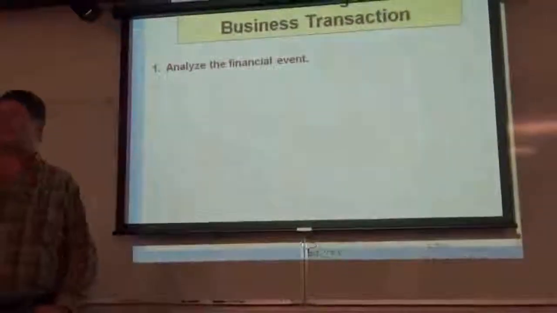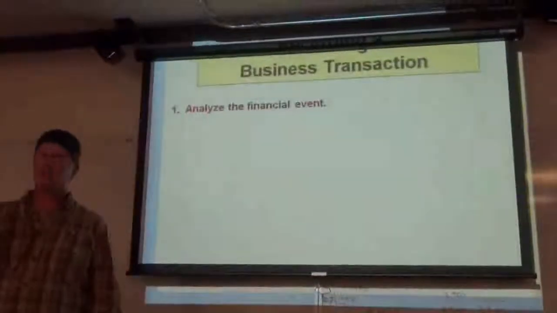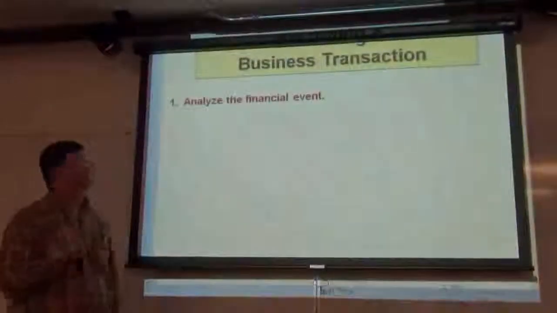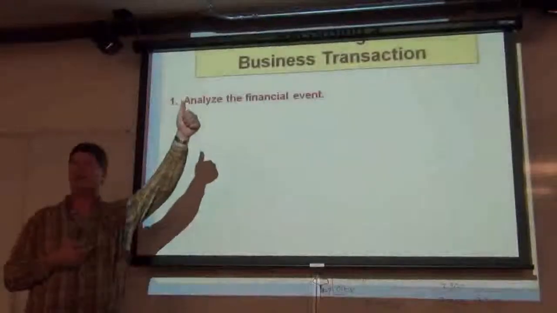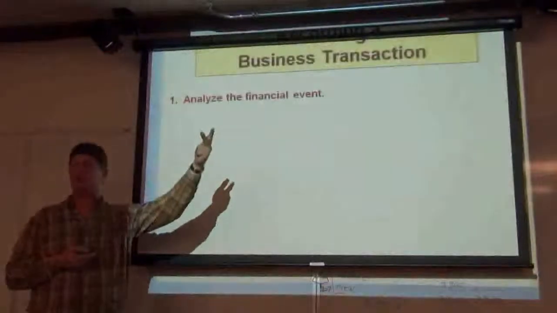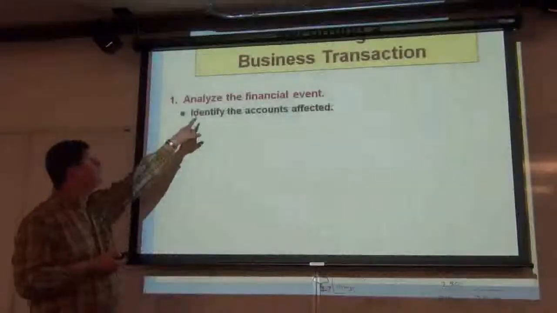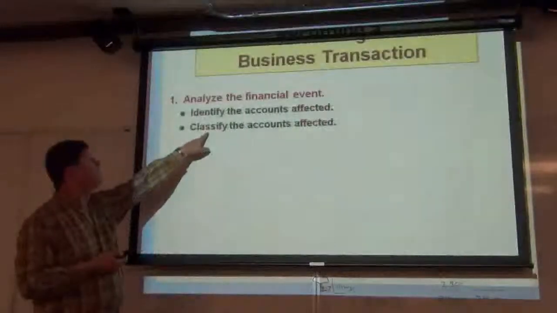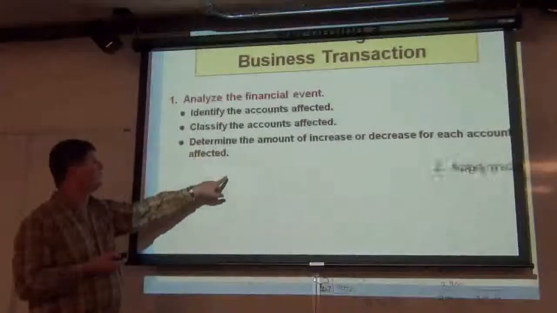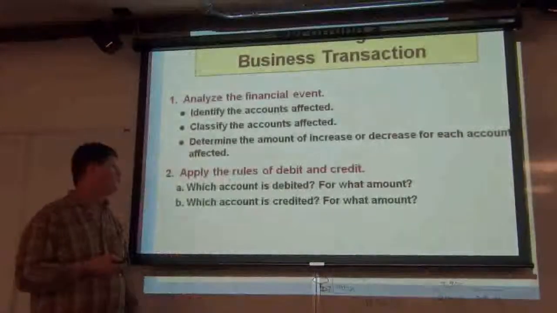Okay, so the steps are, take a look at whatever the document is that's causing you to want to make an entry. Typically, it's an invoice or a credit memo or a check that you've written, and look at it and figure out what accounts are affected, by how much, and do they get debited or credited, right? Which direction are they going? So identify the accounts, determine the amount, is it a debit or credit, apply the debit and credit rules, and record it. Okay?